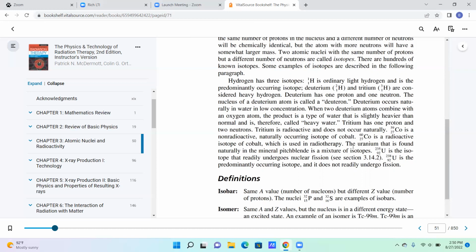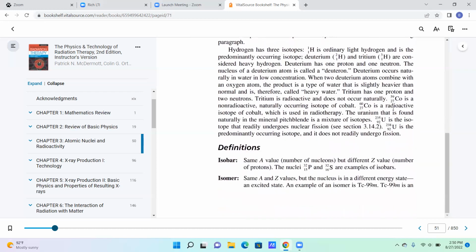Cobalt-59 is non-radioactive, but cobalt-60 is a radioactive isotope. The uranium that is found naturally in pitchblende is a mixture of isotopes. Uranium-235 is the isotope that readily undergoes nuclear fission, and 238 is the predominant naturally occurring isotope and does not readily undergo fission. So you've got some definitions here.